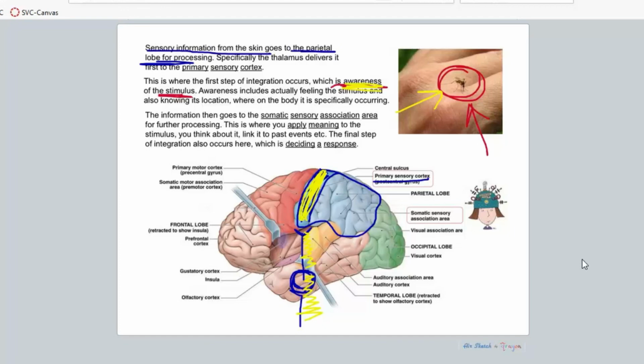If you had damage to that interneuron right there, or that interneuron right there, and that sensory information was not able to reach the primary sensory cortex, then you would not feel that. The sensory receptor would work, and the information would be trying to come up. But if it can't get up to the primary sensory cortex here, then you're not going to become aware of it. You would not feel it.